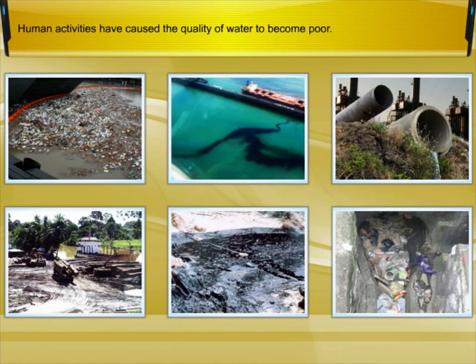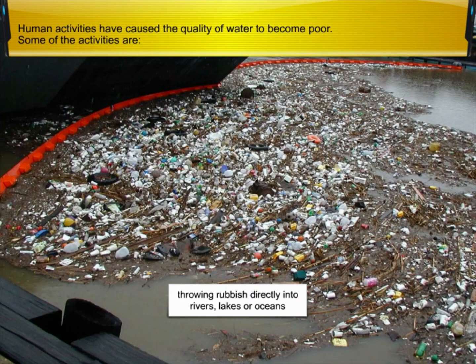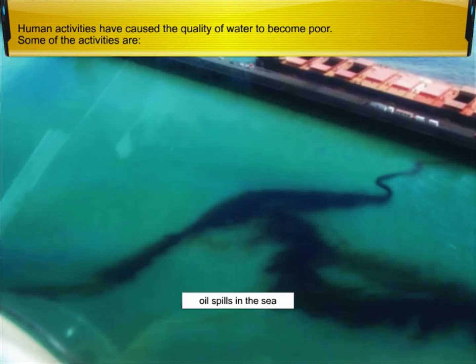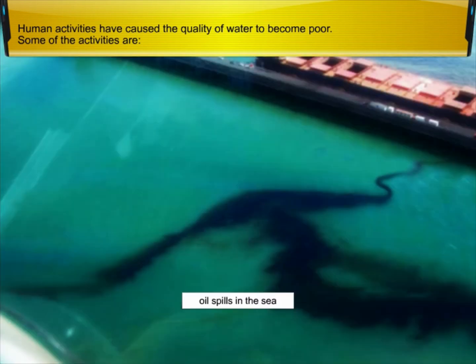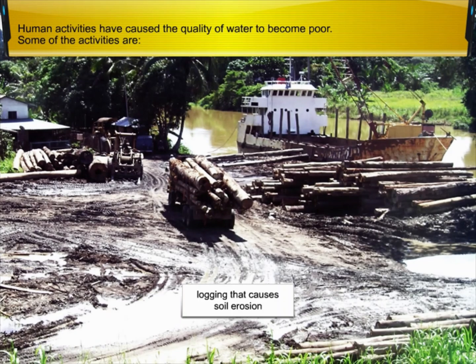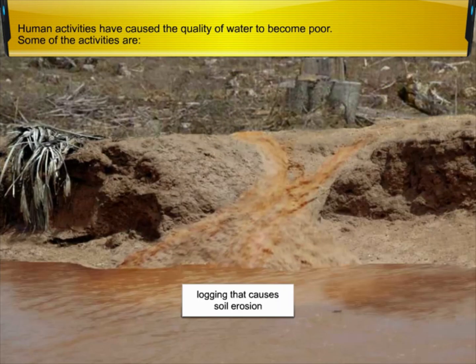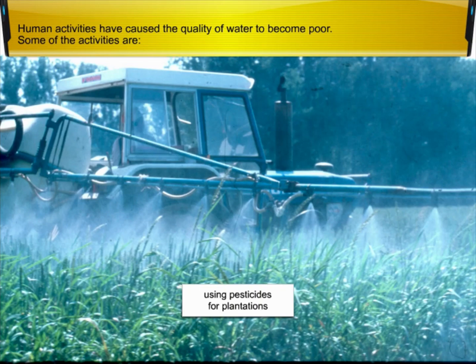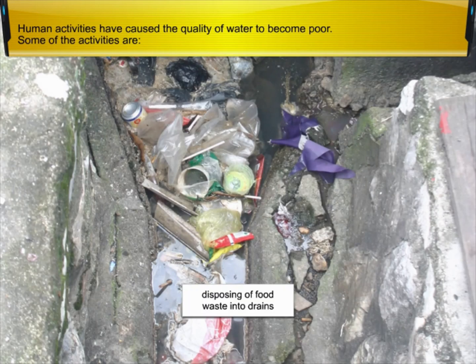Human activities have caused the quality of water to become poor. Some of the activities are throwing rubbish directly into rivers, lakes, or oceans. Oil spills in the sea. Dumping factory waste into rivers or the sea. Logging that causes soil erosion. Using pesticides for plantations and disposing of food waste into the drains.